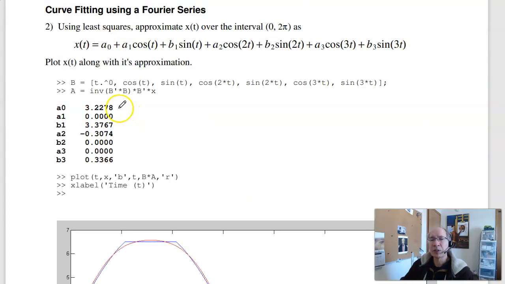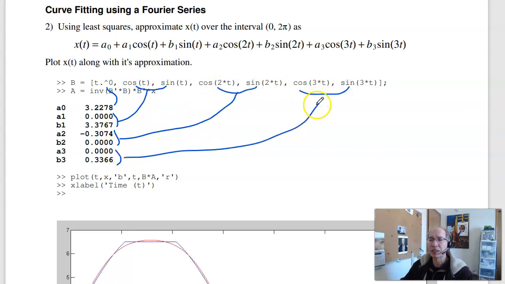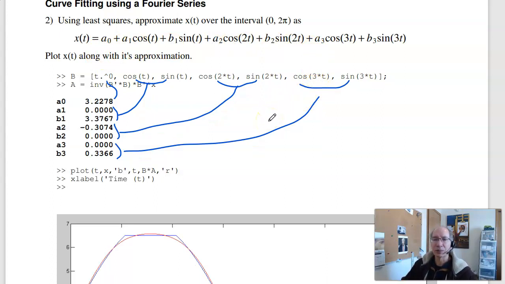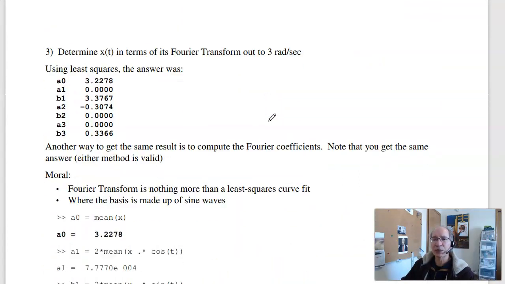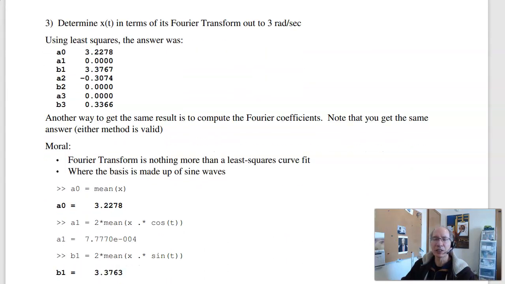What's special about this curve fit is this is in terms of sine waves. This is the weighting times 1. These two are times cosine and sine of t. These two are at 2 radians per second. These two are at 3 radians per second. I've now expressed x of t in terms of sine waves. I like sine waves. I know what to do with sine waves. With sine waves, I can use phasors, or complex numbers. That's the whole point behind Fourier transforms. Take a signal which is hard to analyze, a signal that's periodic, that's not a bunch of sine waves, and turn it into something which is easy to analyze, namely sine waves.